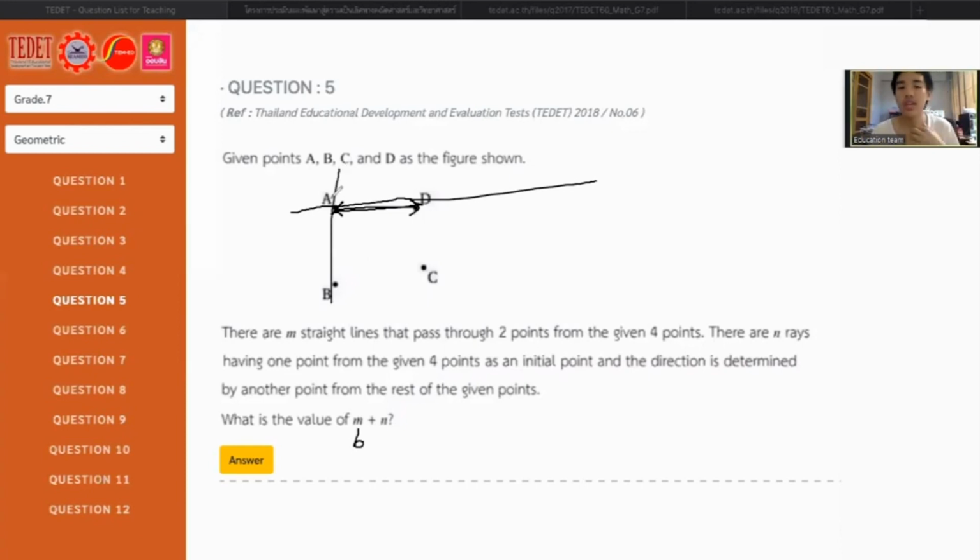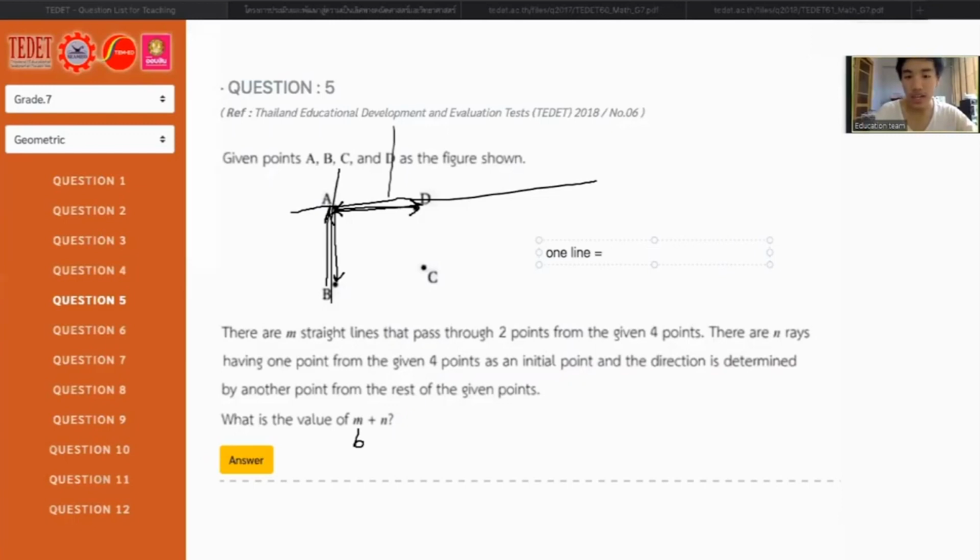If I draw A, D, this is one line, right? When I count the line, this is one line. But if I'm thinking of rays, this can be thought of as 2 rays. I can think of it as the ray from A to D, or the ray from D to A. So essentially, one line is equal to 2 rays. So if we have 6 lines, we're going to have 12 rays, because one line is 2 rays.